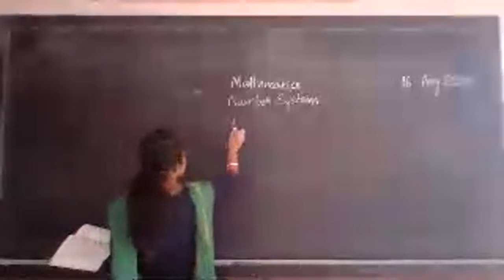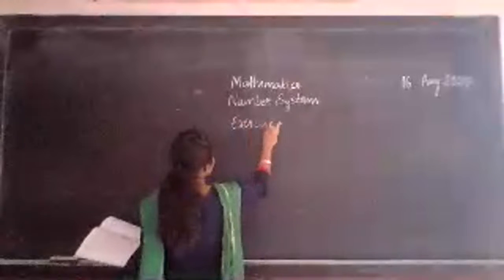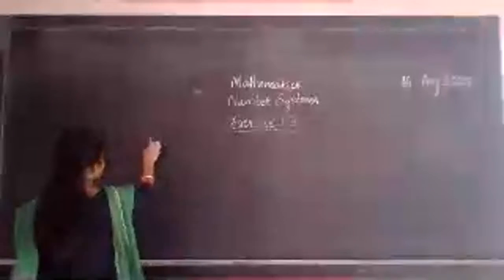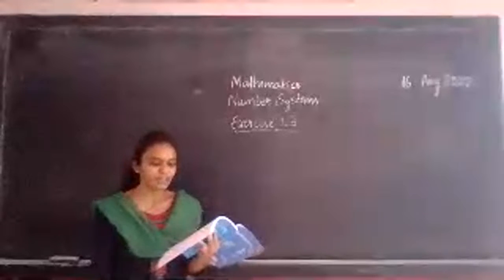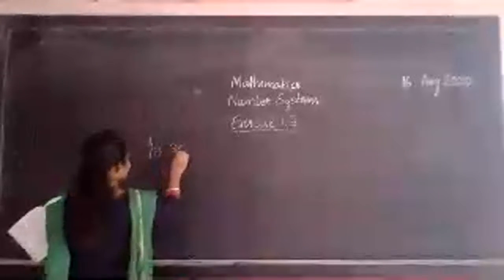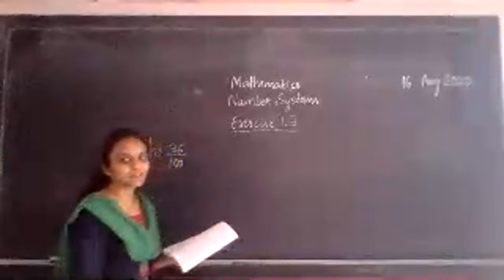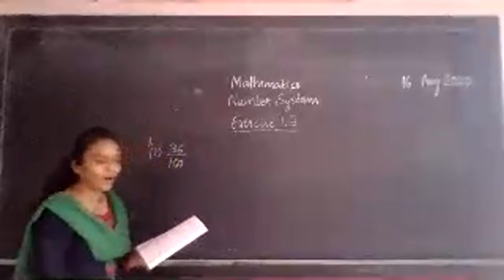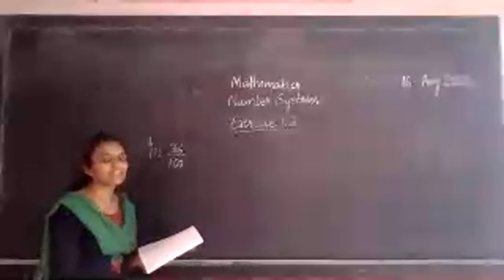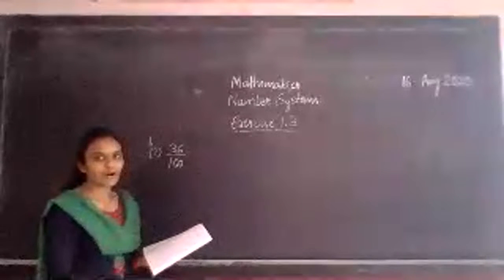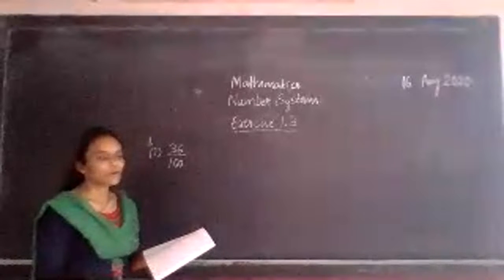Exercise 1.3. Question 1: Write the following in decimal form and say what kind of decimal expansion it is. The first is 36 by 100. You have to write this in decimal form and tell whether it is terminating or non-terminating and recurring.